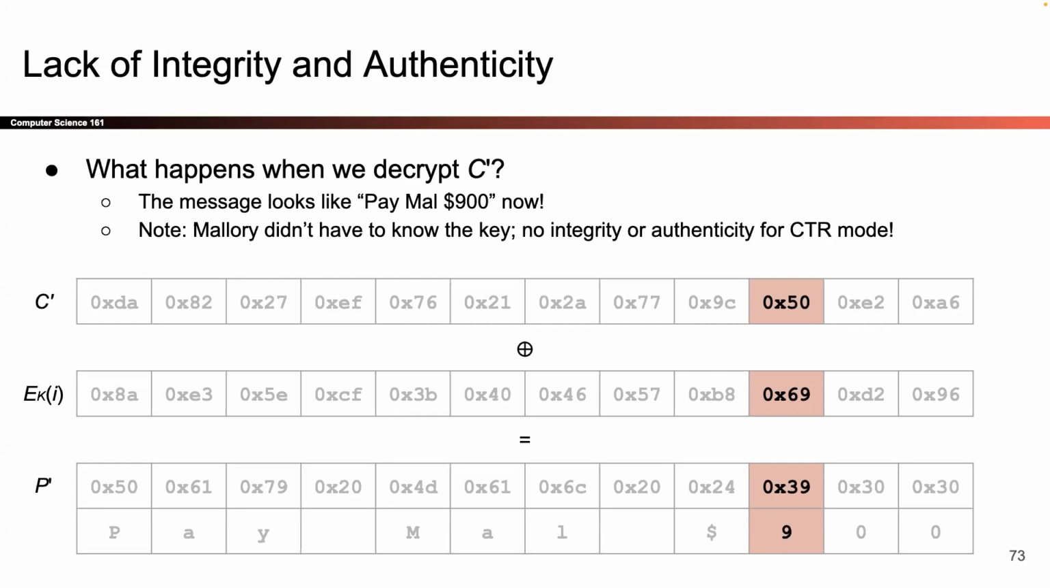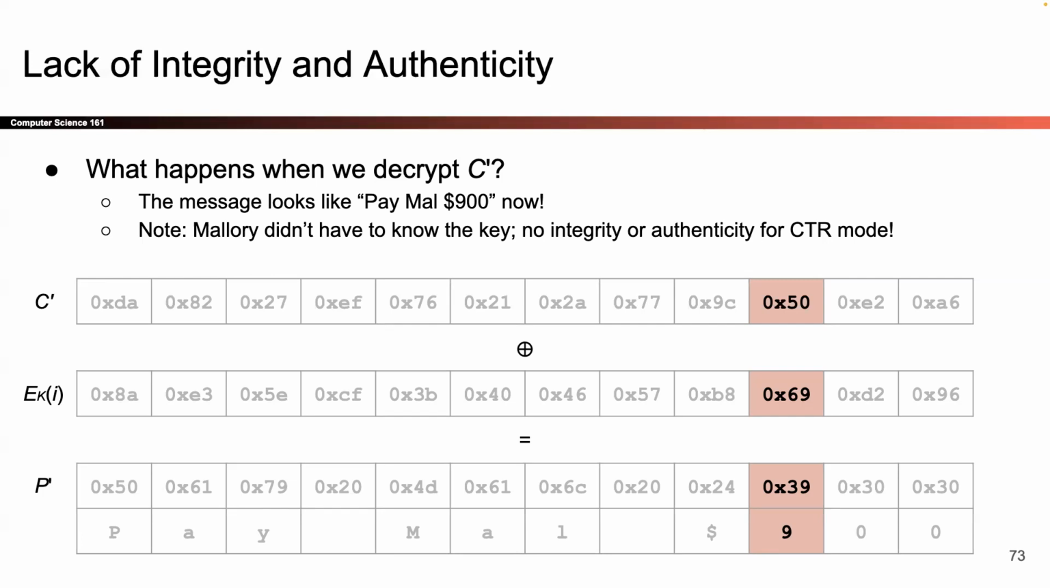And if you're not convinced, you're like, I don't like this, I don't think Mallory should know that the message said pay Mal $100. Well, that's okay. Even if Mallory didn't know what the message said, she can still do this, right? She can take the ciphertext and change any bits that she likes. And when Bob decrypts, Bob has no idea that the message has been changed.